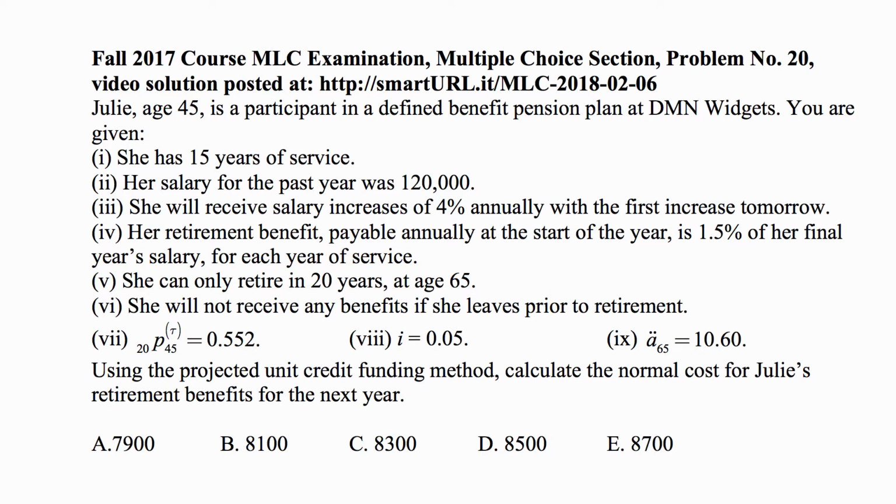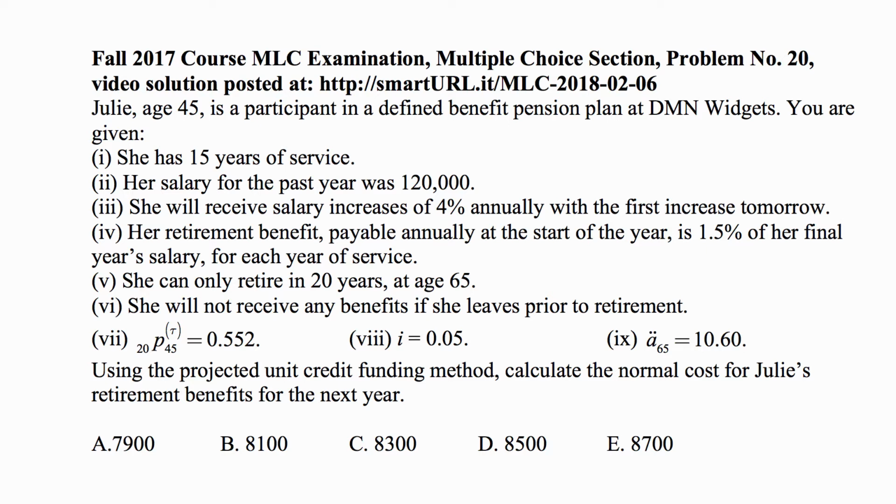Here's the last problem from the last exam MLC section for multiple choice problems. Julie, age 45, is a participant in a defined benefit pension plan at DMN Widgets. You are given she has 15 years of service. Her salary for the past year was $120,000. She will receive salary increases of 4% annually, with the first increase tomorrow. Her retirement benefit payable annually at the start of the year is 1.5% of her final year's salary for each year of service. She can only retire in 20 years at age 65.